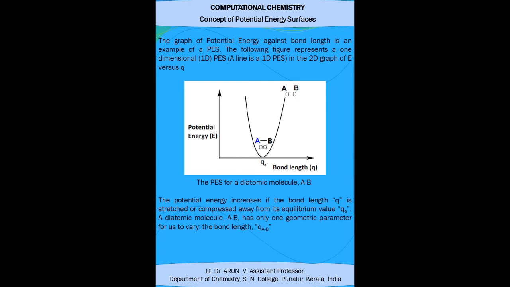Here, if we examine the figure, we can see that the potential energy increases if the bond length Q is stretched or compressed away from its equilibrium value, that is QE, called the equilibrium internuclear distance or bond length. A diatomic molecule AB has only one geometrical parameter for us to vary, that is the bond length. It is represented by QAB.